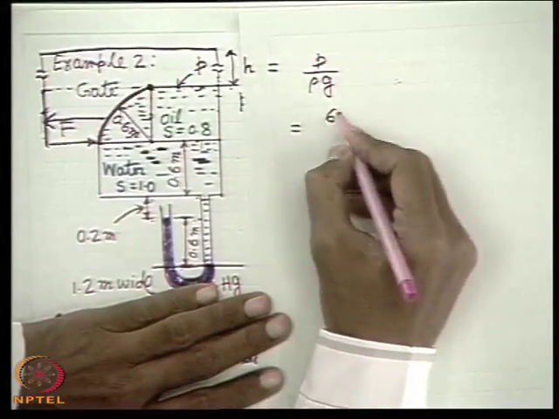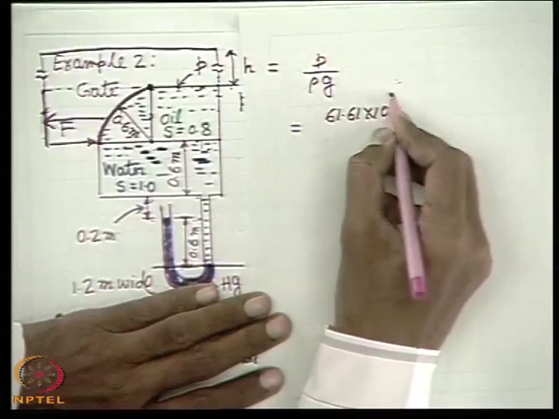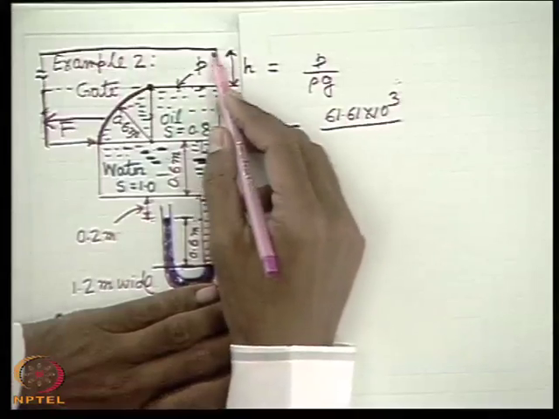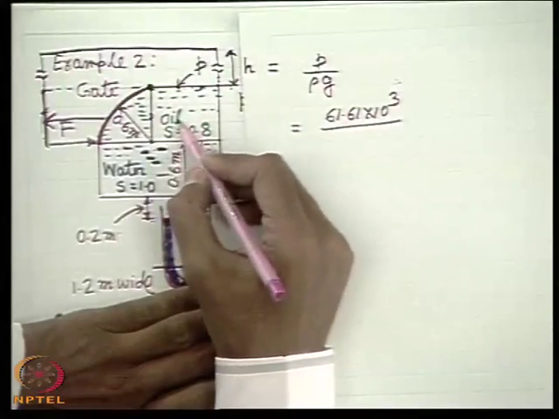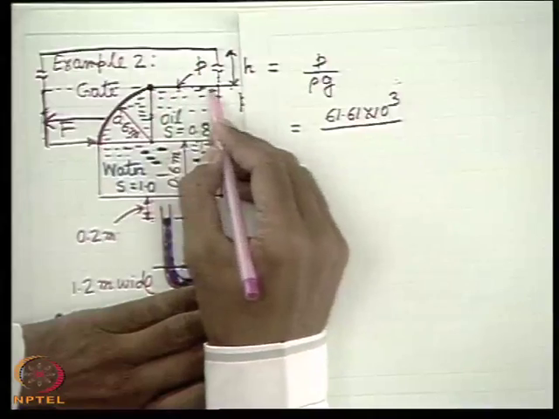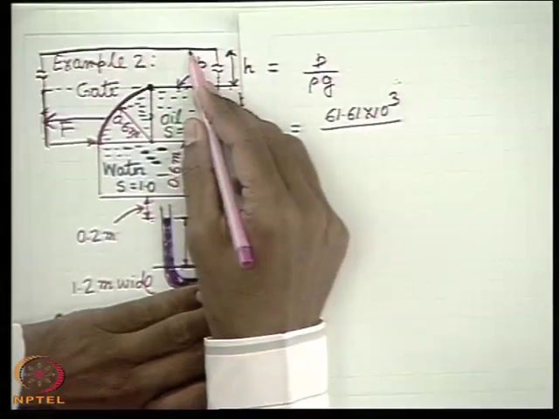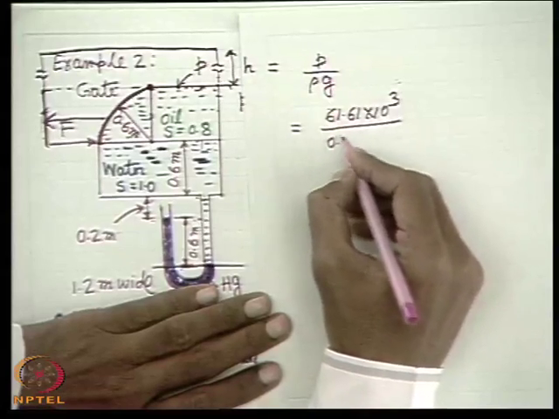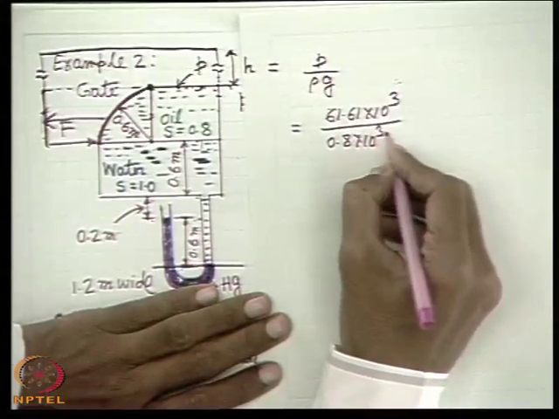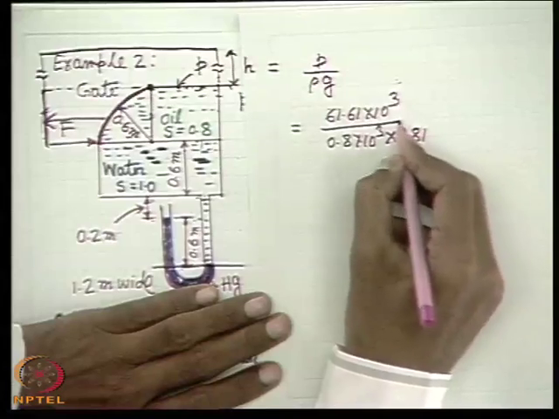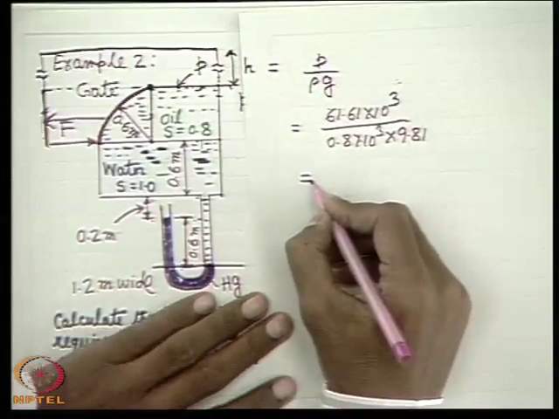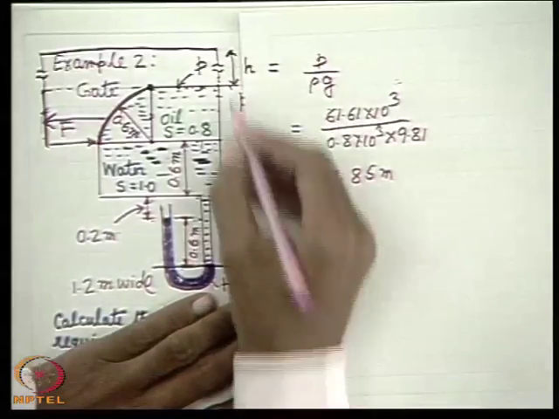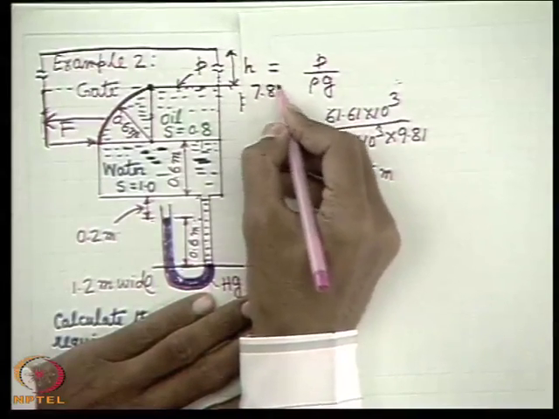What is this pressure? 61.61 into 10 to the power 3 divided by rho g. We are finding an imaginary free surface. That means if the oil is allowed to go without this chamber, there is a pressure, so the oil free surface could have extended to a height h from here, which is equal to p by rho g. That is 61.61 into 10 to the power 3 divided by 0.8 into 10 to the power 3 into 9.81, which becomes exactly 7.85 meter. That means we get h equal to 7.85 meter.